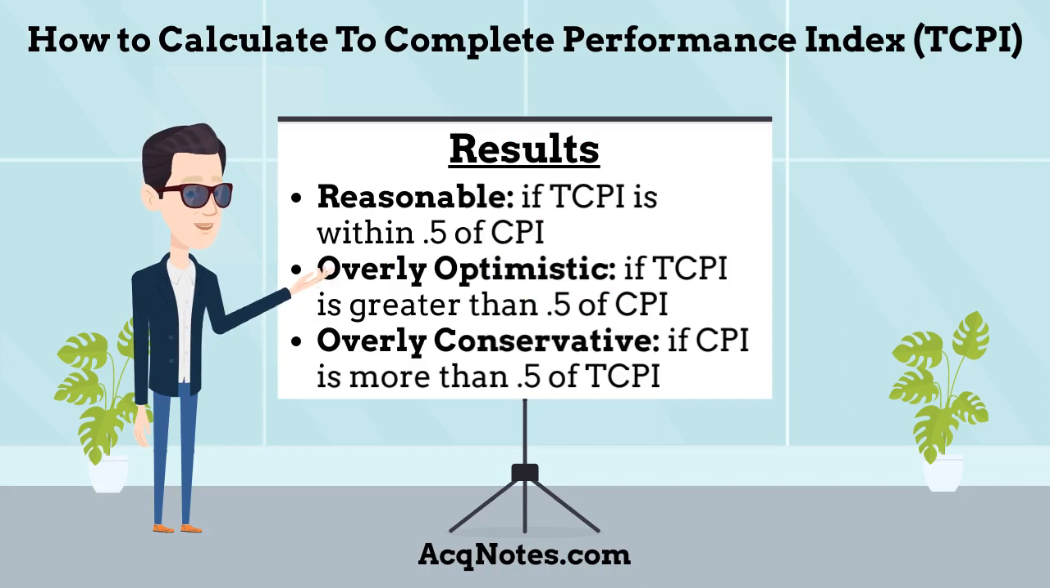After the To-Complete Performance Index is calculated, the results can be analyzed to determine how efficiently the remaining funds can be utilized to complete the project. Reasonable, if TCPI is within 0.5 of CPI. Overly optimistic, if TCPI is greater than 0.5 of CPI. And finally, overly conservative, if CPI is more than 0.5 of TCPI.